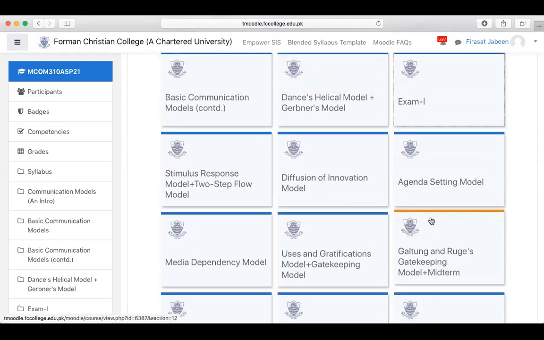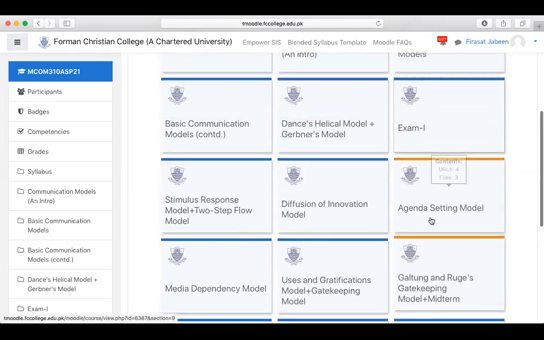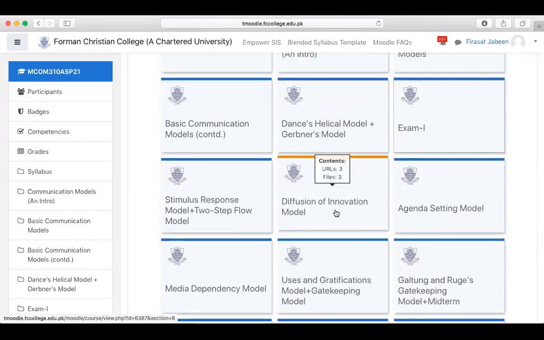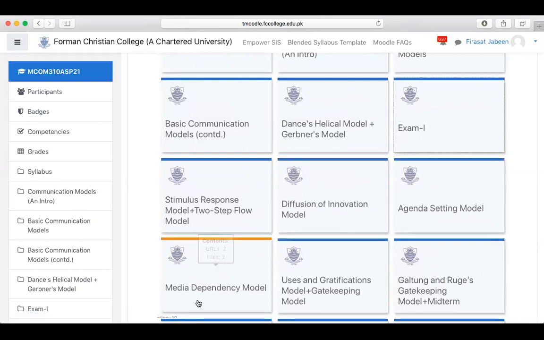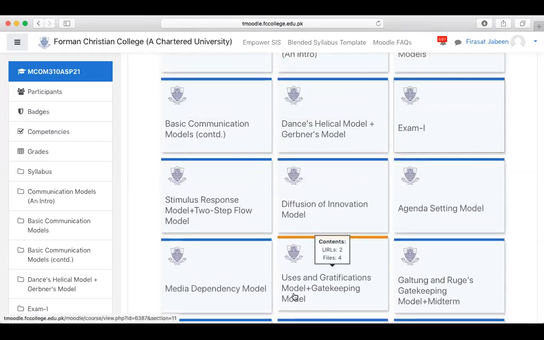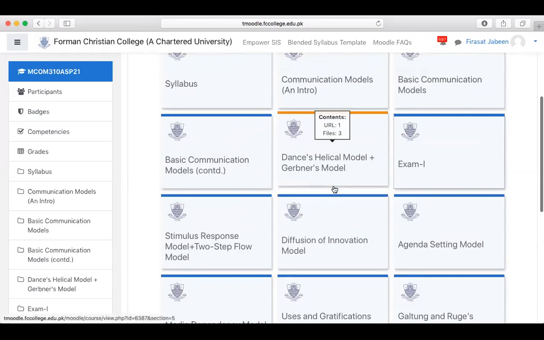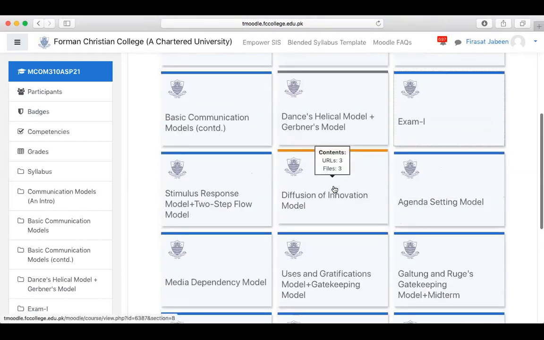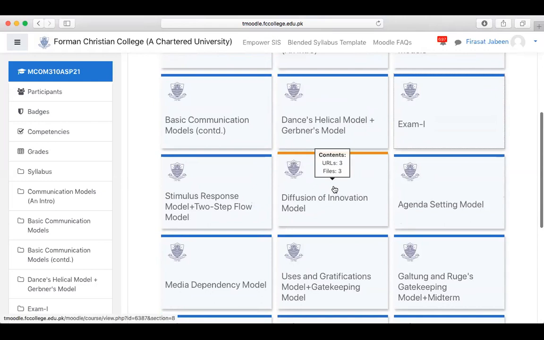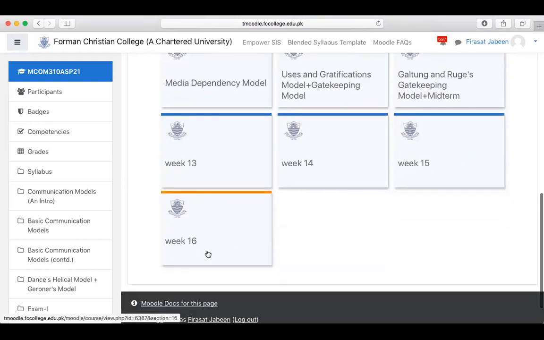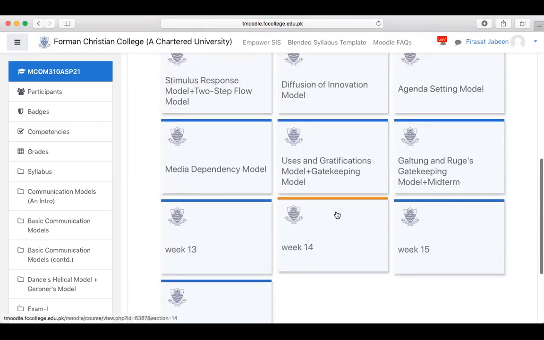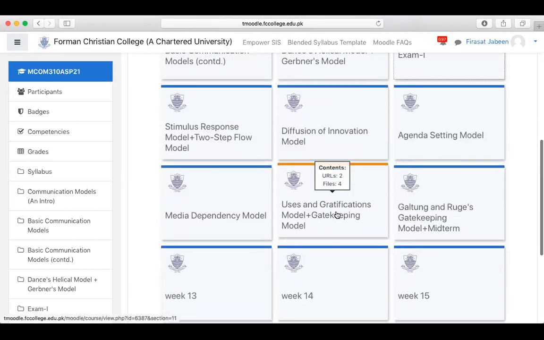Let me tell you that for your first exam, diffusion of innovation model, agenda setting model, media dependency, and uses and gratifications, gatekeeping probably were not included. However, this time they are included. I am not being selective for your midterm exam. However, for your final exam, I will probably be selective. But for this exam, everything we have learned thus far is included in the syllabus.